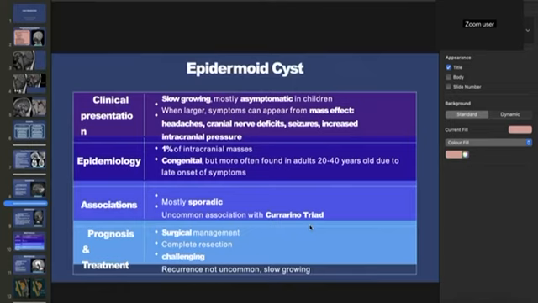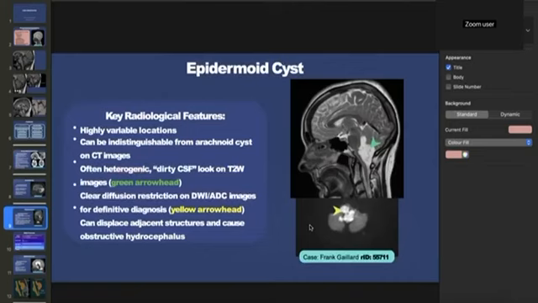Next comes the epidermoid cyst. It's slow growing, asymptomatic in children. When larger, it can cause mass effect leading to headache, cranial defects, seizures, and increase in intracranial pressure. Accounts for 1% of all intracranial masses, can be congenital and mostly detected in 20 to 40 years of life. Association is sporadic. Uncommon association with Klippel-Feil is seen. Management is surgical.